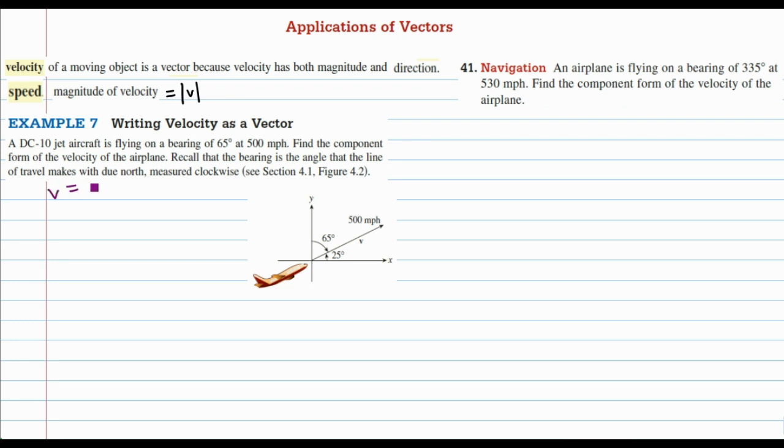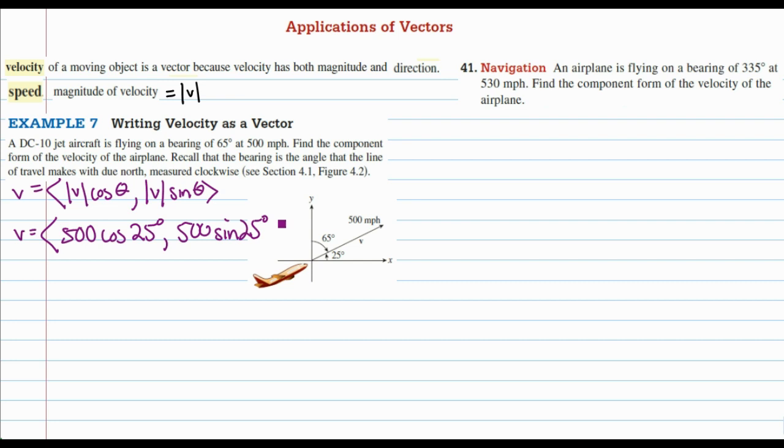So the velocity vector of this airplane is going to be the magnitude of the vector times the cosine of theta, comma the magnitude of the vector times the sine of theta. We can look at the magnitude of this velocity as being 500 because we're talking about how fast it is moving in 1 hour. So the length of this vector would be 500 in 1 hour. And we'll multiply by the cosine of 25 degrees because theta is the angle from the positive x-axis, comma 500 times the sine of 25 degrees.